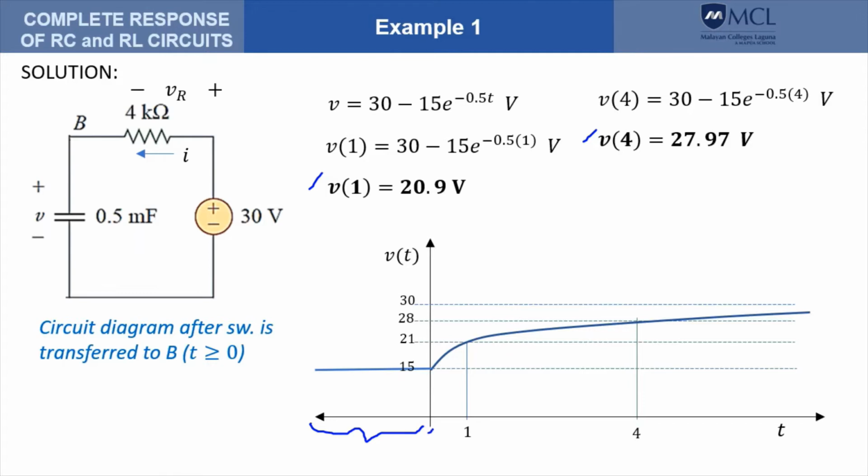The voltage undergoes a transient condition, so it changes from 15 volts and goes up to 30 volts, where it stays there as its new steady state value. We also observe that the voltage is increasing fast initially, and that rate of increase slowly decreases as time increases.